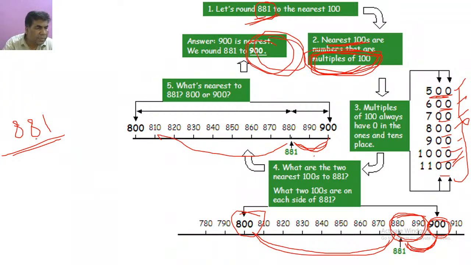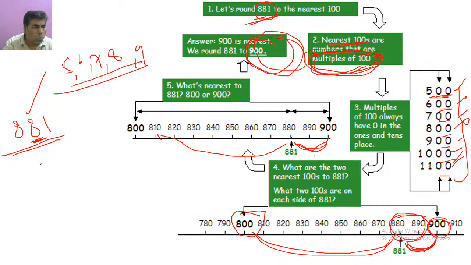What is the shortcut? In the tens place, what do we have? 8. If we have 5, 6, 7, 8, or 9 in the tens place, what do we have to do? We have to round it up.